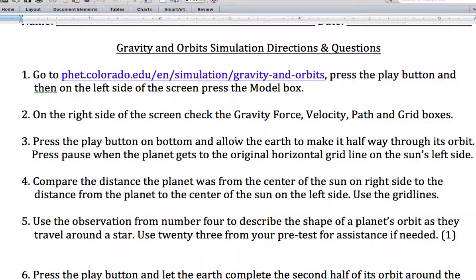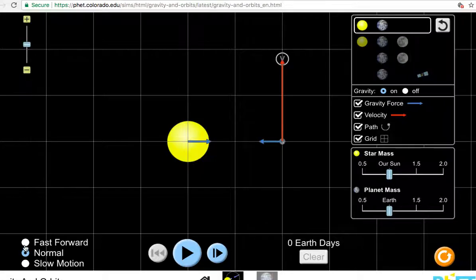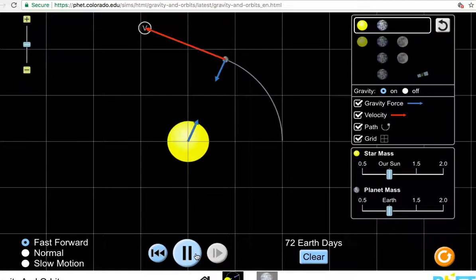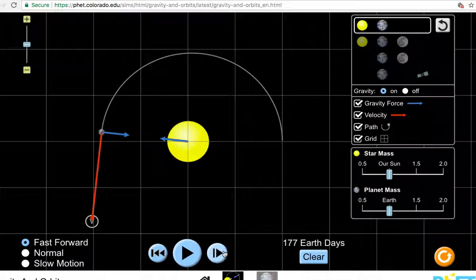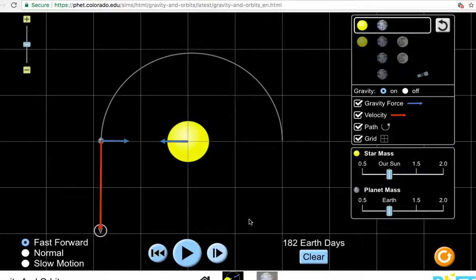Then I want to press the play button on the bottom and allow the Earth to make it halfway through its orbit. Press pause when the planet gets to the original horizontal grid line on the sun's left side. So what we're going to do is let this Earth go through 1/2 of its orbit, and try to pause it right when it gets to the other line. What's nice about this is you can pause it and then step to where that's at. Okay, so the Earth started at this point, made its way halfway through its orbit, and ended at this point.